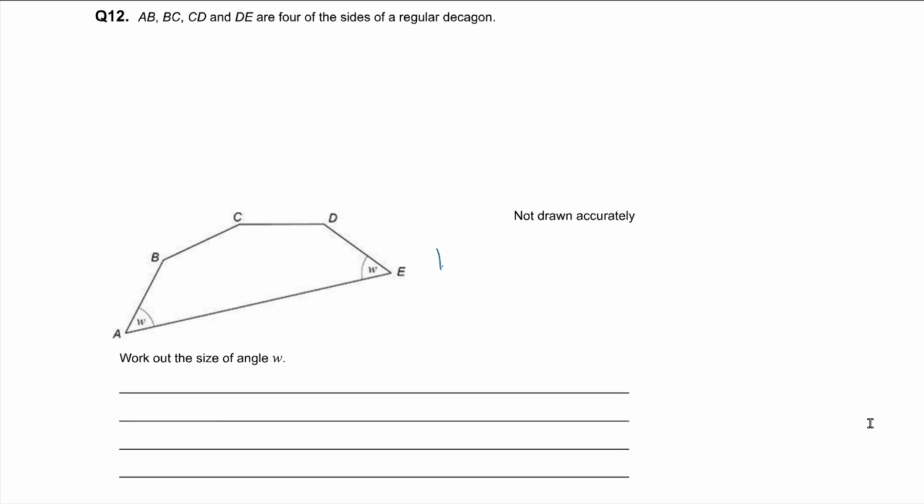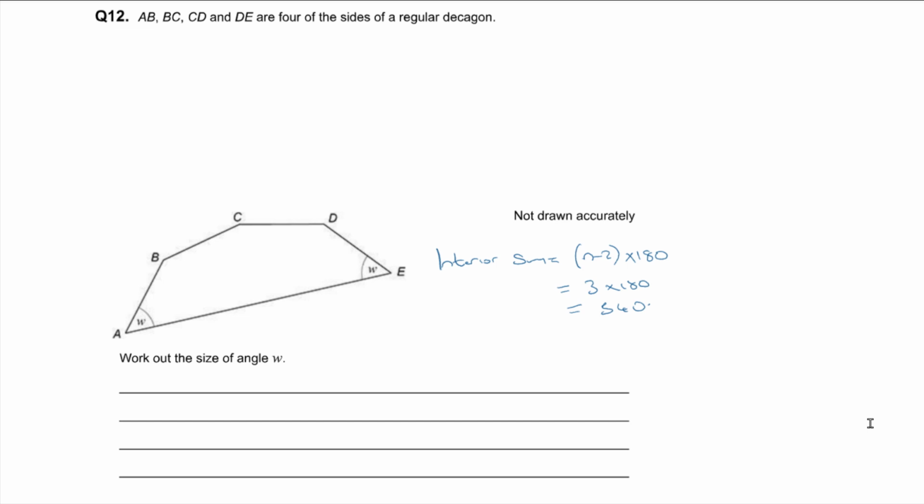So interior sum is going to be the number of triangles, which is always 2 less than the number of sides, times 180. So 5 sides, 3 triangles, 3 lots of 180. That's 540 then, isn't it? So the sum of these angles should add up to 540 degrees.